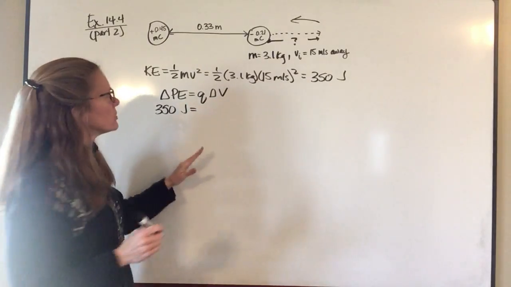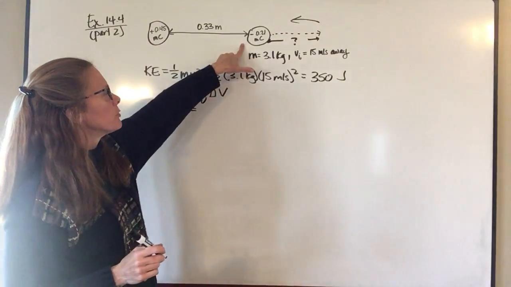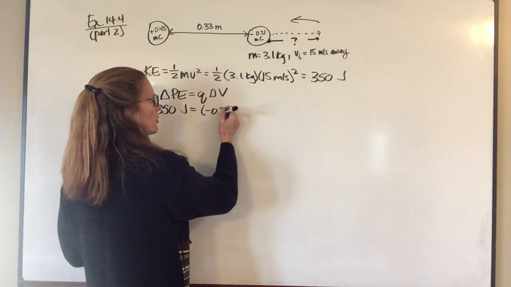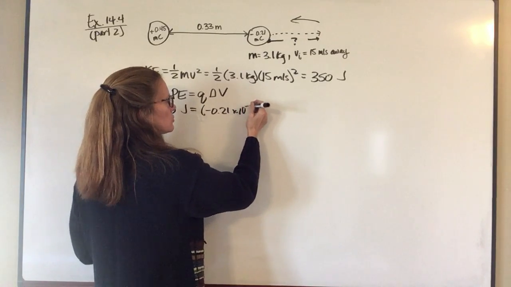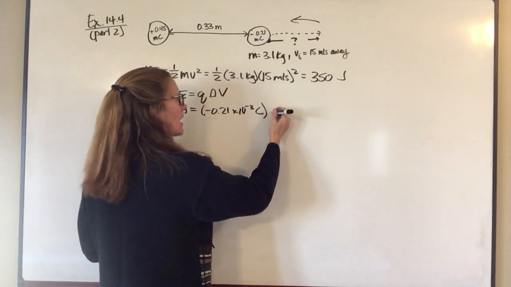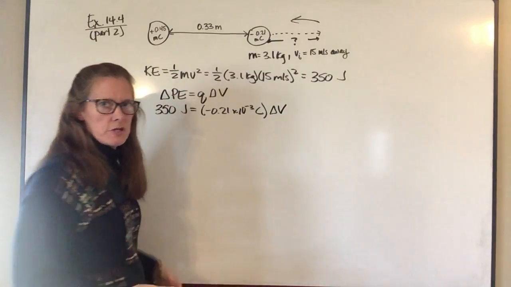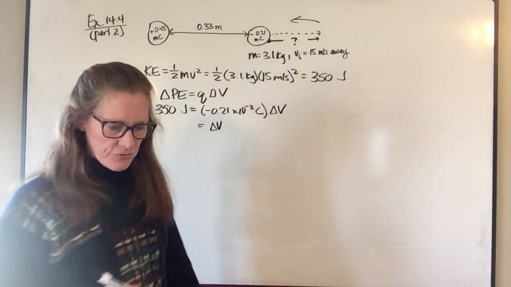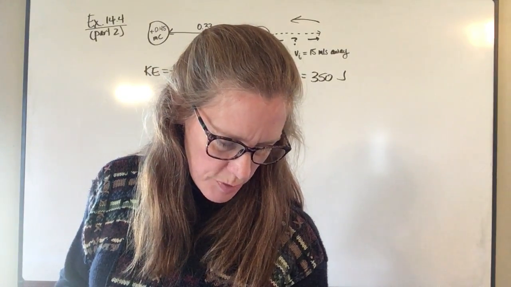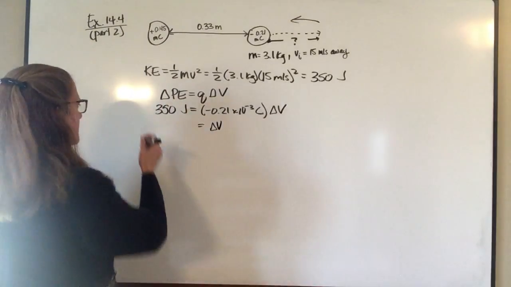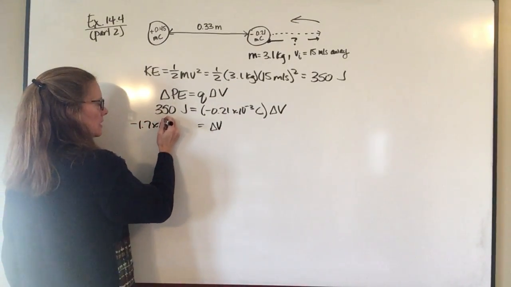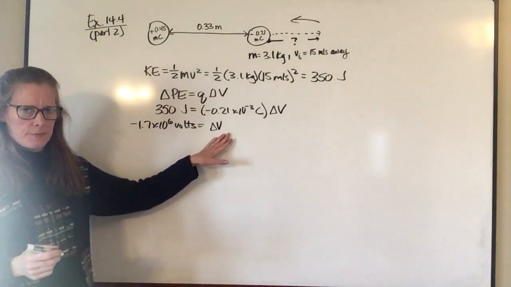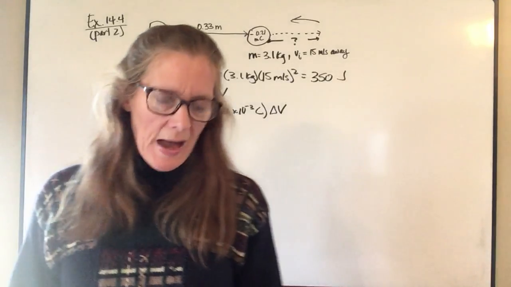Okay, so the charge that I'm talking about is this movable charge right here. So the charge is negative 0.21 times 10 to the minus 3 coulombs times delta V. And so when I solve that, my delta V comes out to be a negative 1.7 times 10 to the 6th volts. All right, so that's the delta V. Well, what do I do with that now?